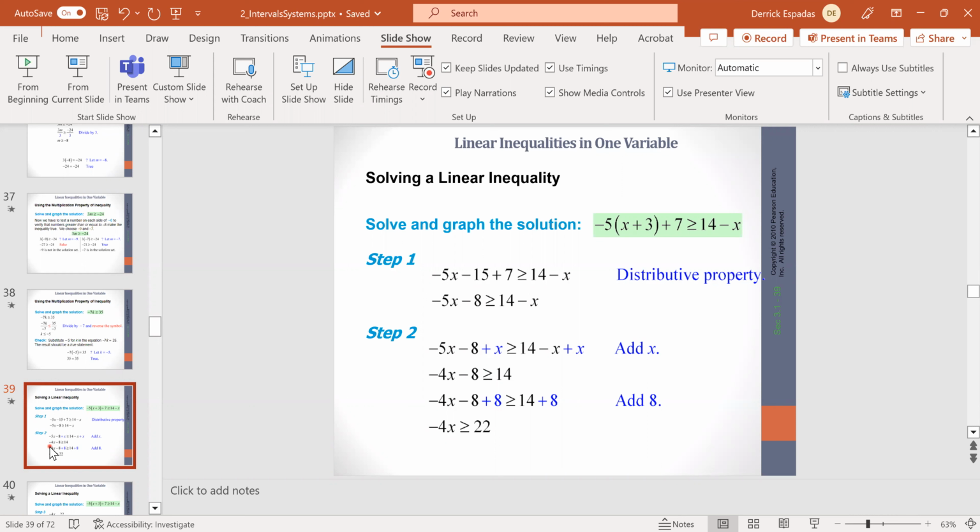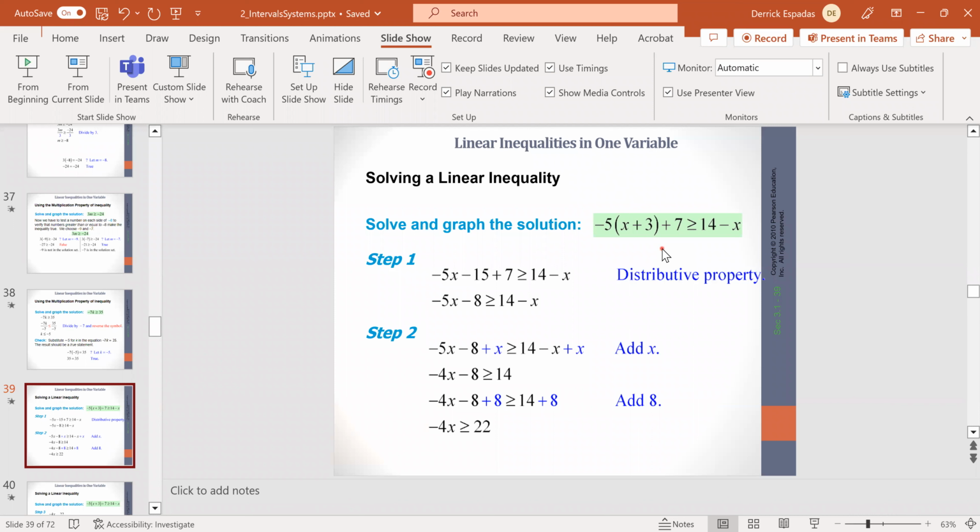Here we're looking at solving a linear inequality, and you can see that it got bigger. That's what's going to happen, and this is not a problem. If you do need a refresher on the distributive property, this will show it. We have negative 5 times (x plus 3), plus 7, is greater than 14 minus x. This does get complicated because we have this distribution to do and x on both sides, but it's still doable.